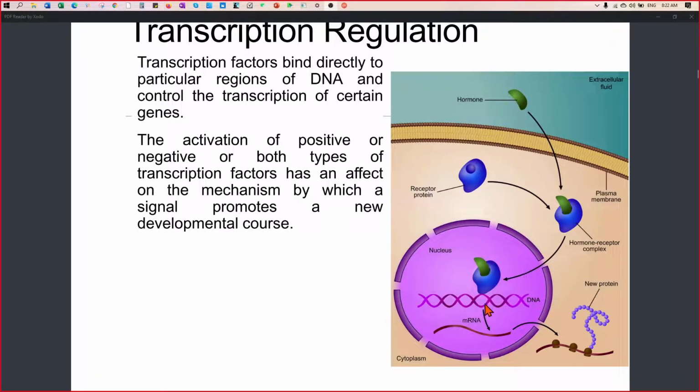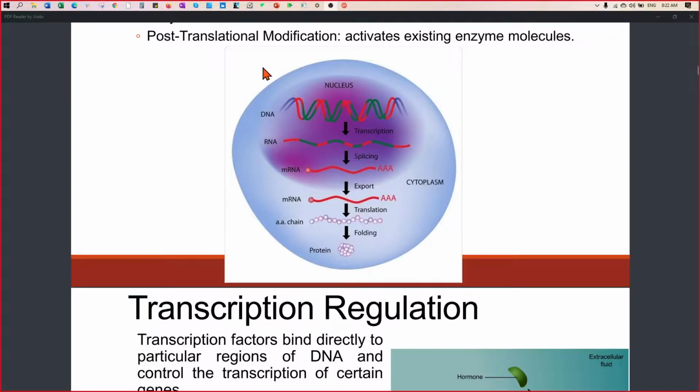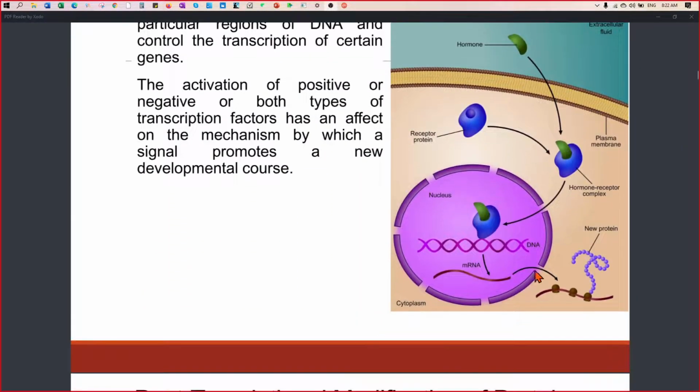So if you have this, you just activate the expression of a gene. That's why it says here, activation of positive or negative or both types of transcription factors has an effect on the mechanism by which a signal promotes a new developmental course. So what happened here is pretty much what has been emphasized here. What you learned just now is actually just this part.